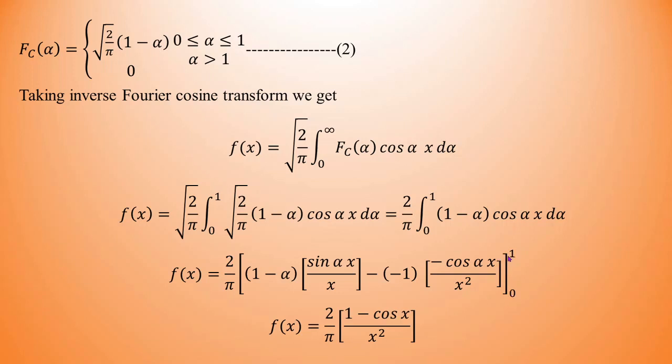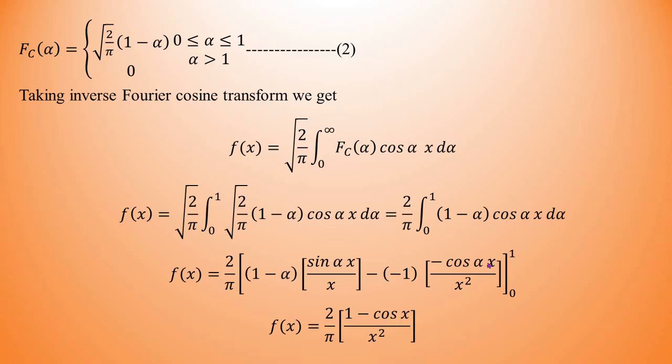Let's apply the limit. When I apply the upper limit, what do we get in the first term? 1 minus 1, that is 0. So this term vanishes for the upper limit. And when I put the lower limit, sin of 0 will be 0. So this first term completely vanishes. Let's apply the limit to the second term.